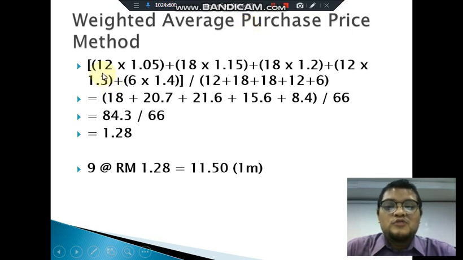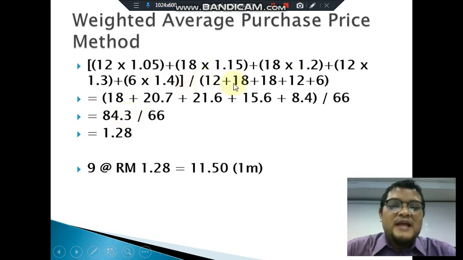You have to get the total cost first. How do you get the total cost? 12 cans at 1 ringgit and 5 cent. 80 cans you purchase at 1 ringgit and 15. 18 cans you purchase at 1 ringgit 20. 12 cans you purchase at 1 ringgit 30. 6 cans you purchase at 1 ringgit 40. So you total up all these purchases, you will get 84.3.